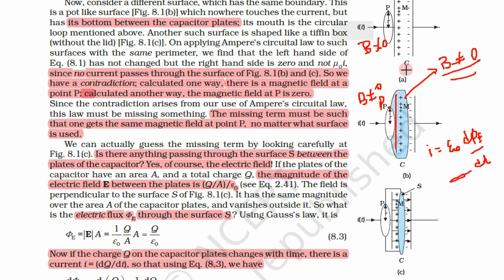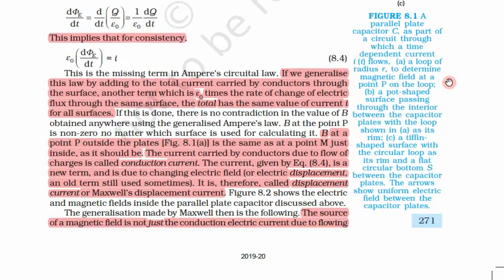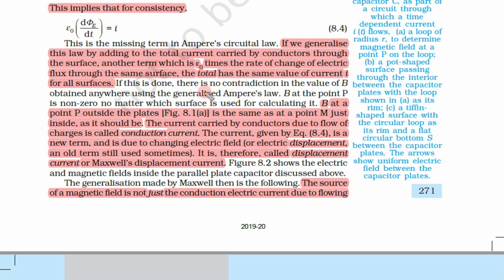magnetic field. In this way now whole theory is consistent and now we are moving towards this correction in Ampere's circuital law. So now what we have seen, that field at any point outside, that is P, or any point inside, that is M, there must be some field and it should be same. The current carried by the conductors due to flow of charge is called conduction current.